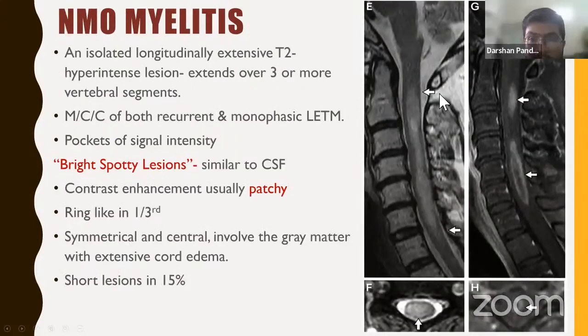In NMO, it is an isolated LETM, extending over 3 or more segments, and it is the most common cause for both recurrent LETM and monophasic LETM. Bright spotty lesions similar to CSF can be seen. The lesions are symmetrical, central, involve the gray matter with extensive cord edema. Short lesions in NMO can be seen in 15%.